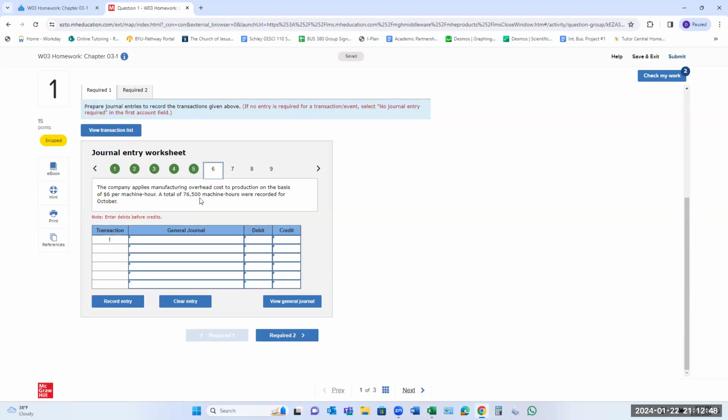Okay. 6. The company applies manufacturing overhead costs to production on the basis of $6 per machine hour. A total of 76,500 machine hours were recorded for October. All right, so applied manufacturing overhead costs, that is going to go into work in process, right? And to get the total, that'll be $6 times the machine hours. So whatever your numbers are, multiply those two numbers to get the amount that you should put in. So I get 459,000.